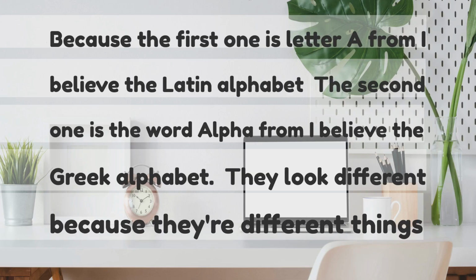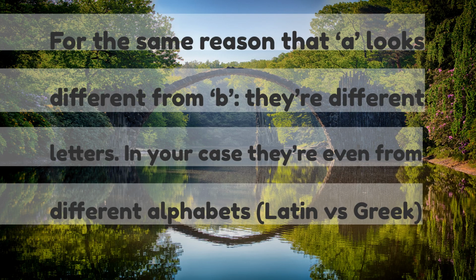Because the first one is letter A from, I believe, the Latin alphabet, the second one is the letter alpha from, I believe, the Greek alphabet. They look different because they're different things. For the same reason that A looks different from B. They're different letters. In your case they're even from different alphabets. Latin versus Greek.